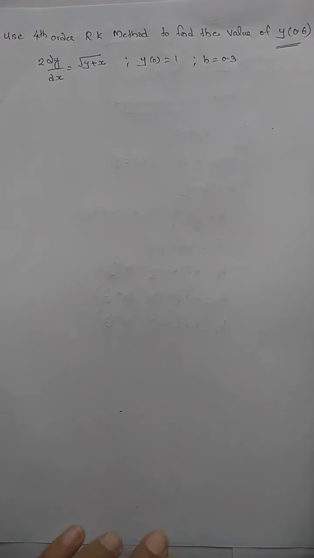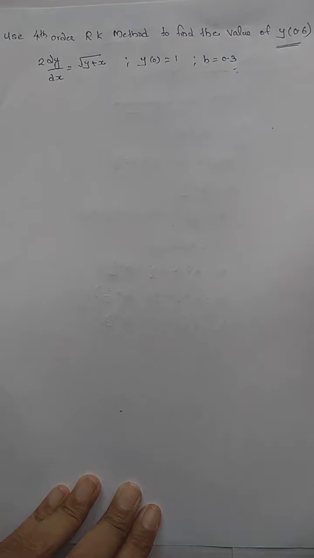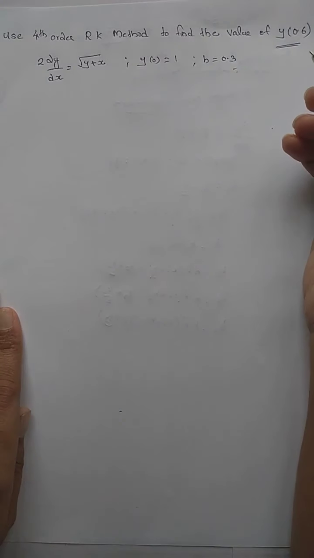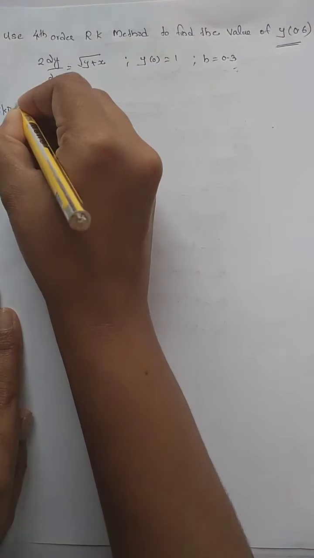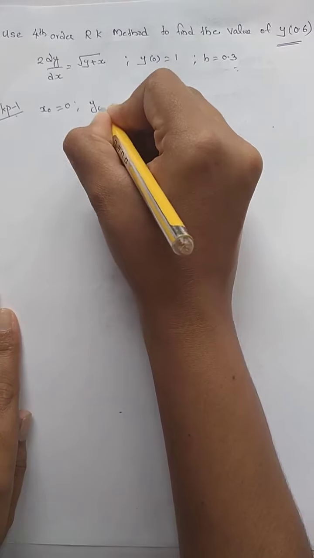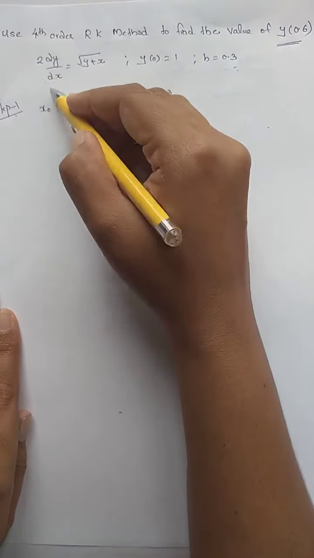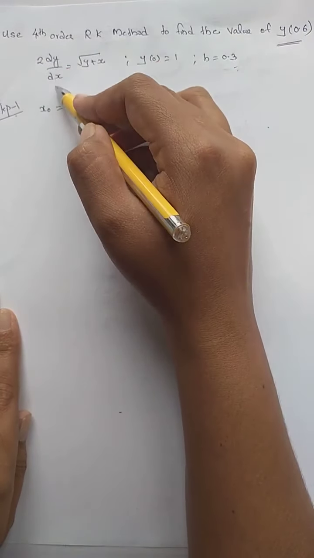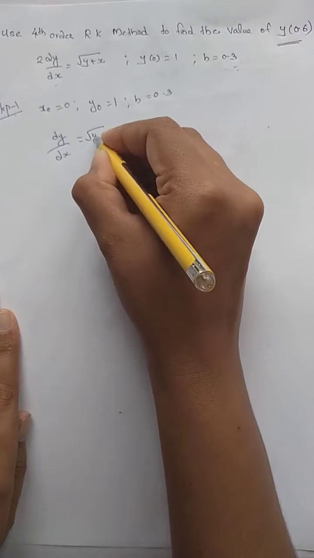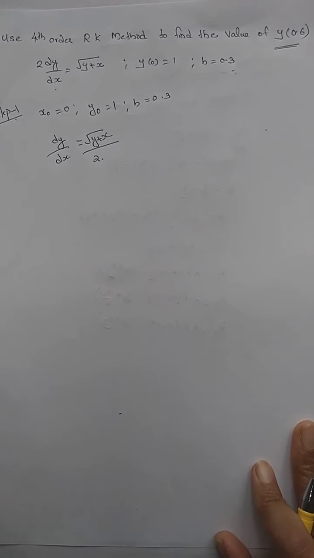So how many steps we have to do if h is equal to 0.3? That is, h is the difference, or the time gap, between x1 and x2. So in step 1, what are we given? We are given x0 is equal to 0 and y0 value is equal to 1, and then we were given h is equal to 0.3. And what is the function? We have to rewrite it in the form of dy by dx, isn't it? So that is dy by dx is equal to root of y plus x by 2. Okay, 2 is out of the root. Okay, dy by dx is root of y plus x divided by 2.